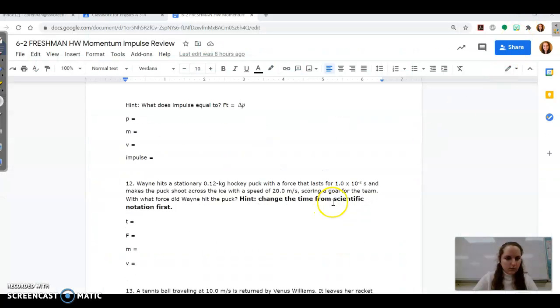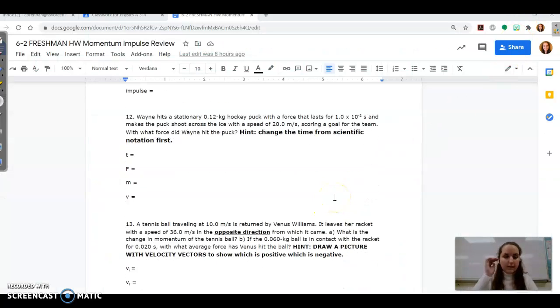Okay, so next one. Wayne hits a stationary 0.12 kilogram hockey puck with a force that lasts for 1 × 10⁻² seconds and makes the puck shoot across the ice with a speed of 20 meters per second, scoring a goal for the team. Yay, go Wayne!